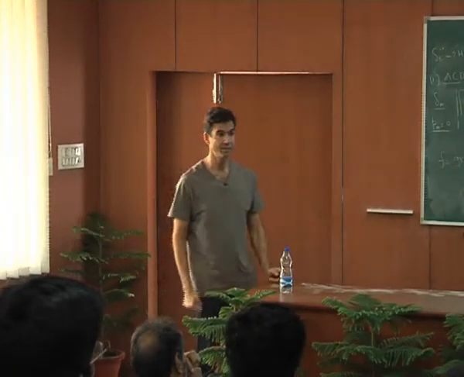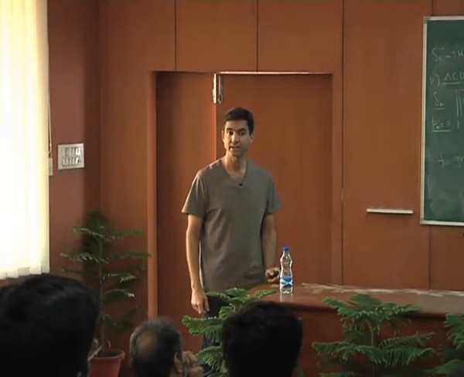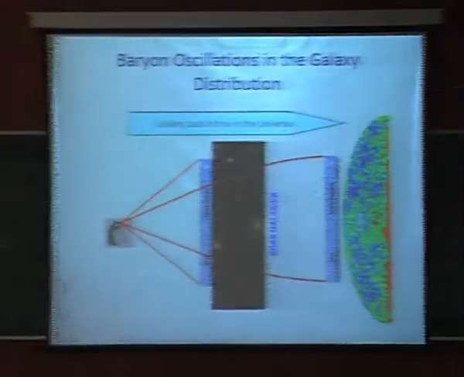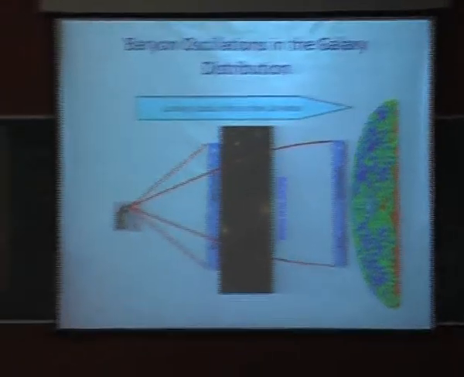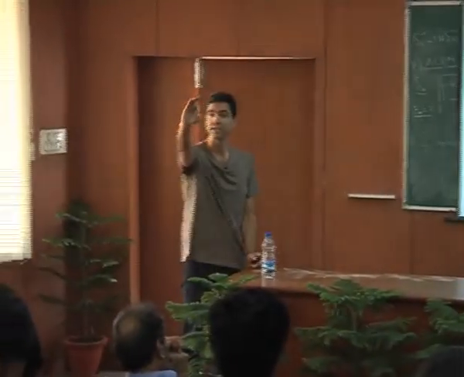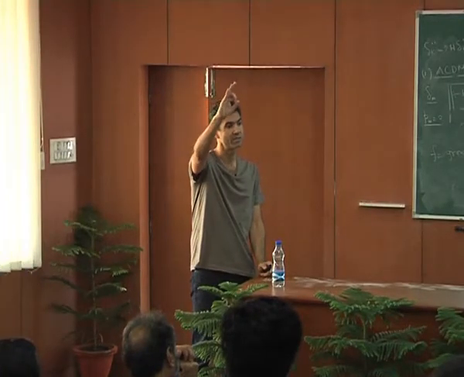So why are people excited? People are excited because it's a physical scale, 100 megaparsecs. We know what sets the scale, and it is the same scale that we see as a spot in the CMB, the typical size of the spots in the CMB.